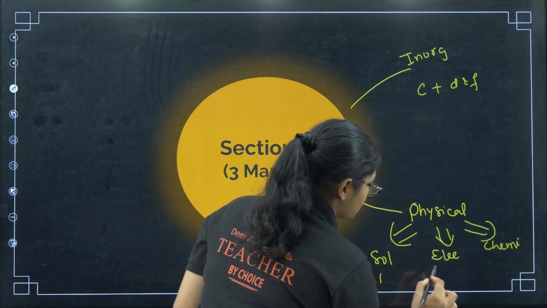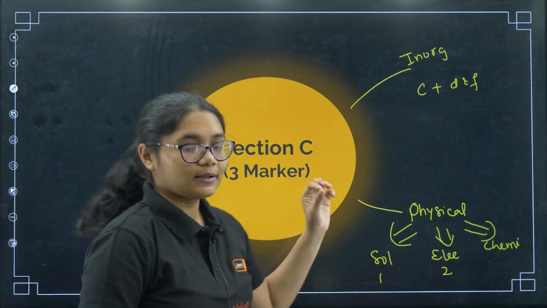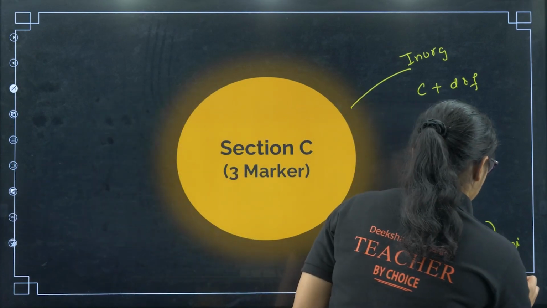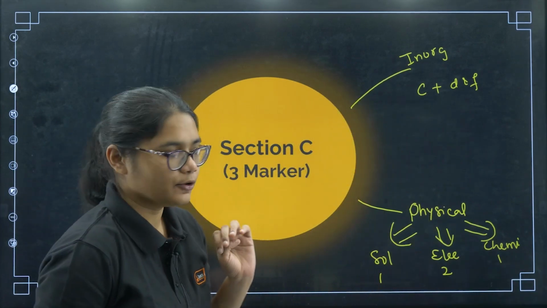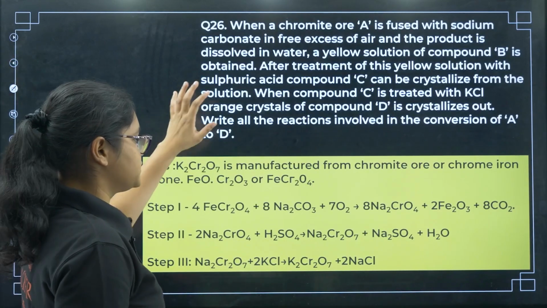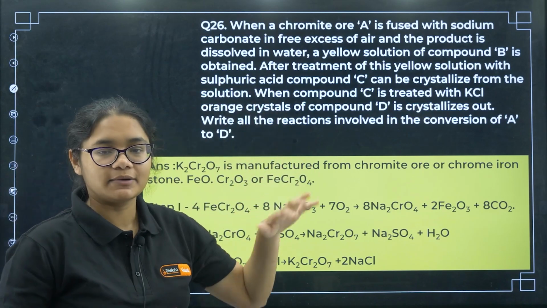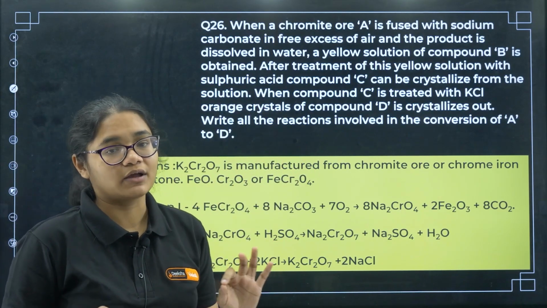So from solutions, 1 chapter, from solutions 1 question, electrochemistry 2 questions and chemical kinetics 1 question, okay. Okay, so let us see the first part here. So this question was, I can say, a very good question and very easy question, but it is again framed in a different way to confuse you.